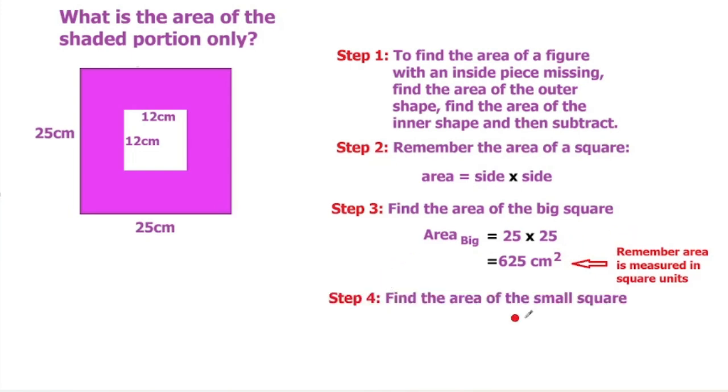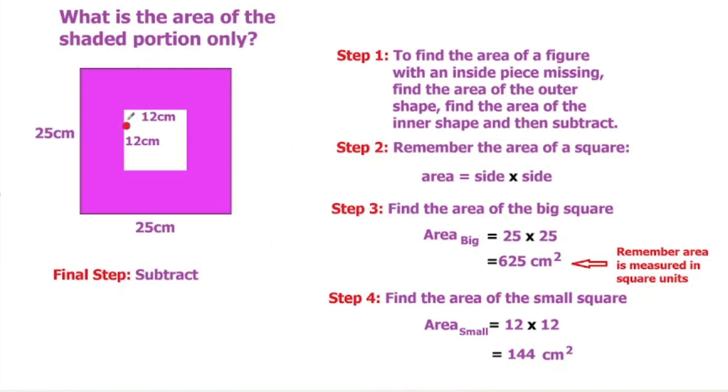So now we can find the area of the small square. Area of the small square equals 12 times 12, which equals 144 centimeters squared, right? Because it's area. Final step now is to subtract.